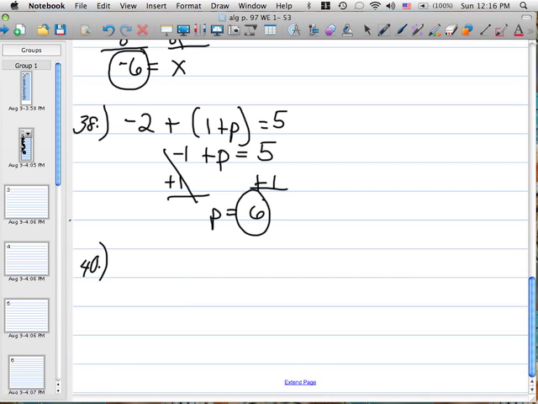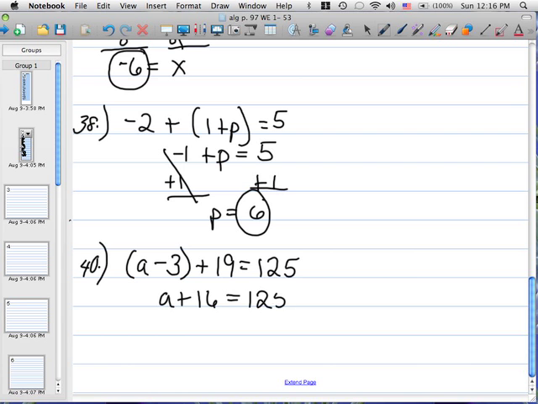Number 40. I have the quantity a minus 3 plus 19 equals 125. I have to simplify the left. A negative 3 and a positive 19 makes 16. Nothing left to simplify, so transform. I want to get rid of the plus 16, get a by itself, so subtract 16. And we have a equals 109.